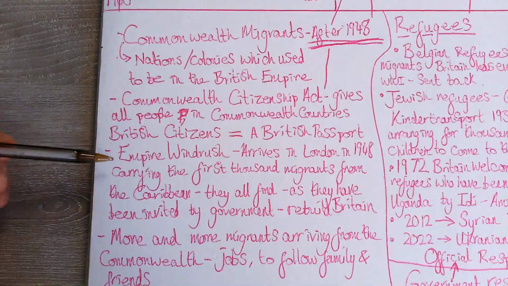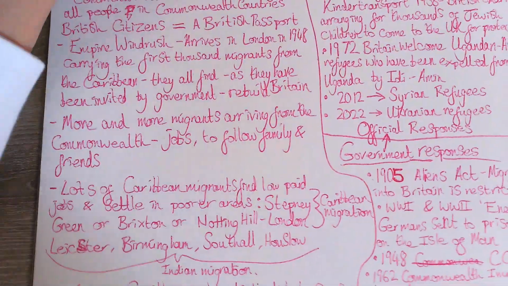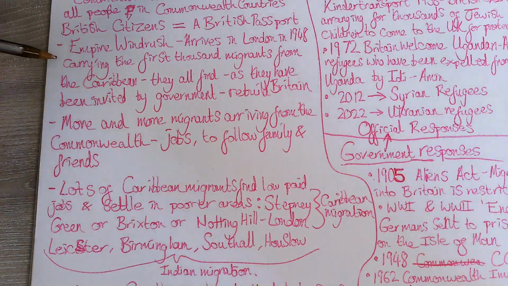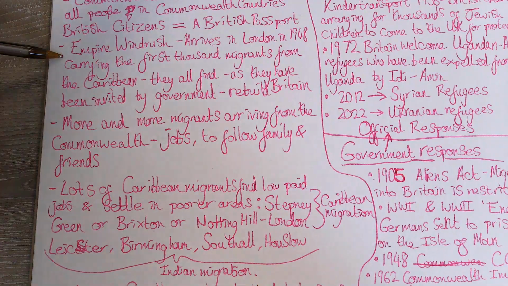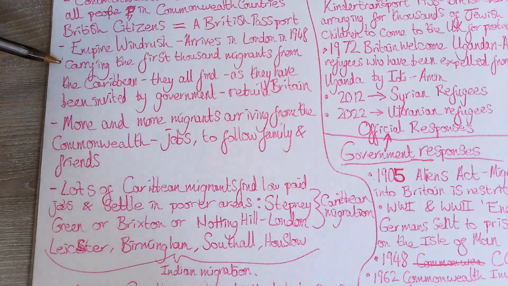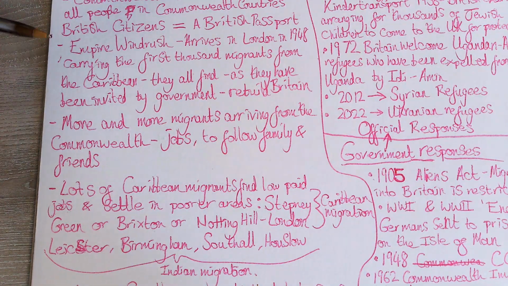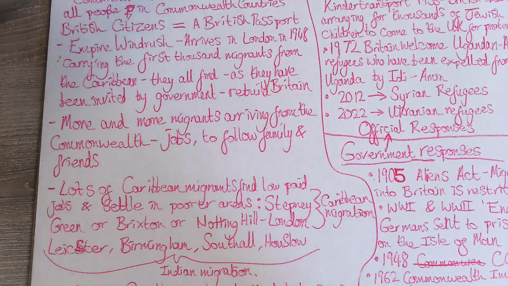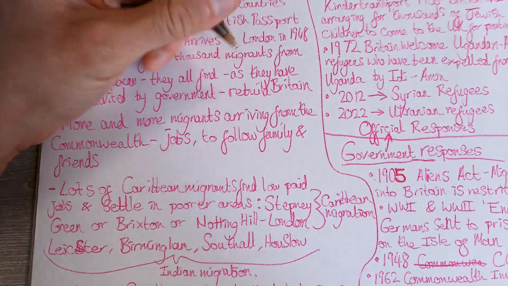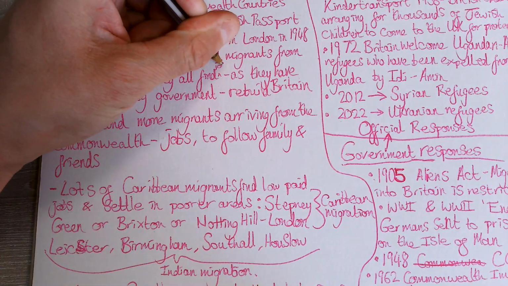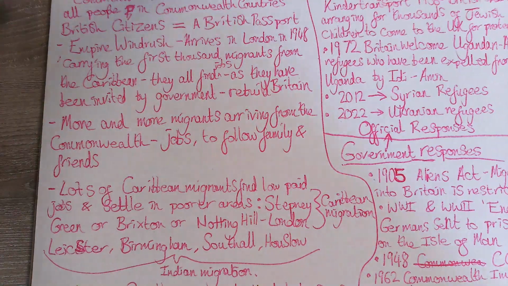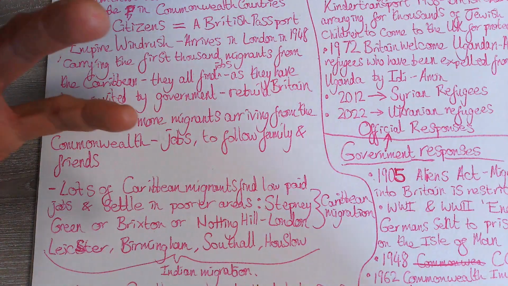So, the first or most important event or date for us initially is the arrival of the Empire Windrush in 1948, carrying the first few thousand, it's 1,500 in total from memory, migrants from the Caribbean. And they all find jobs, as they've been invited by the government to rebuild Britain.